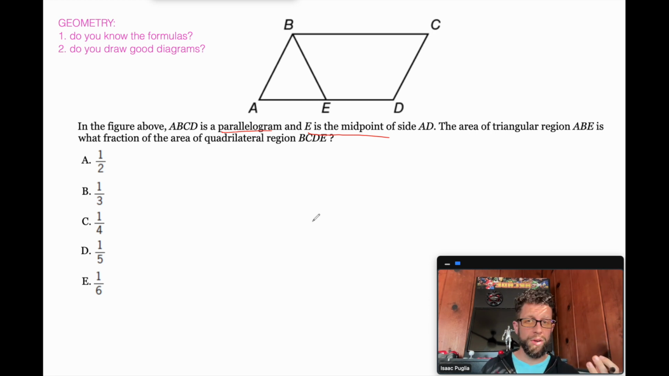So if they're telling me it's a parallelogram, I need to know that. If they're telling me E is the midpoint, I need to know that. That's going to be critical to the solution. And that might seem redundant or obvious, but it's actually really valuable to just remind yourself of that when you're approaching geometry questions in general.